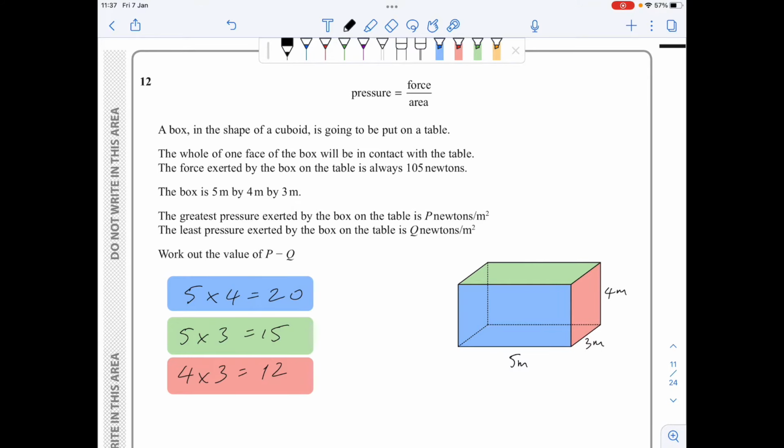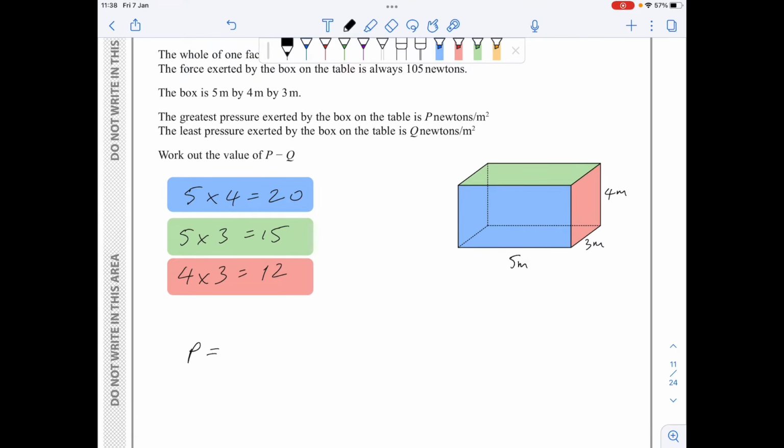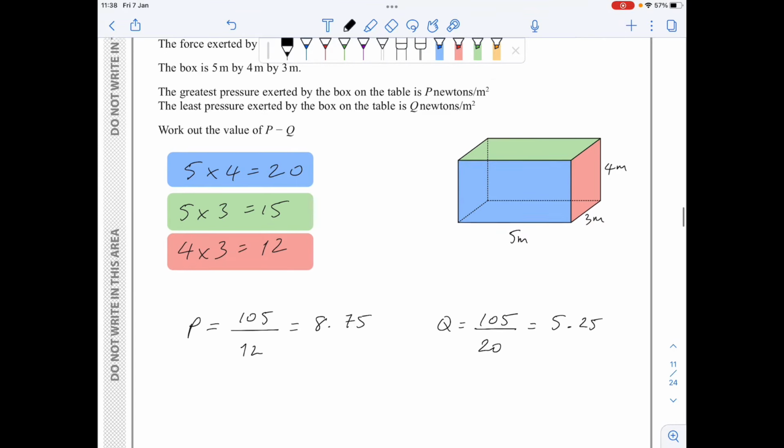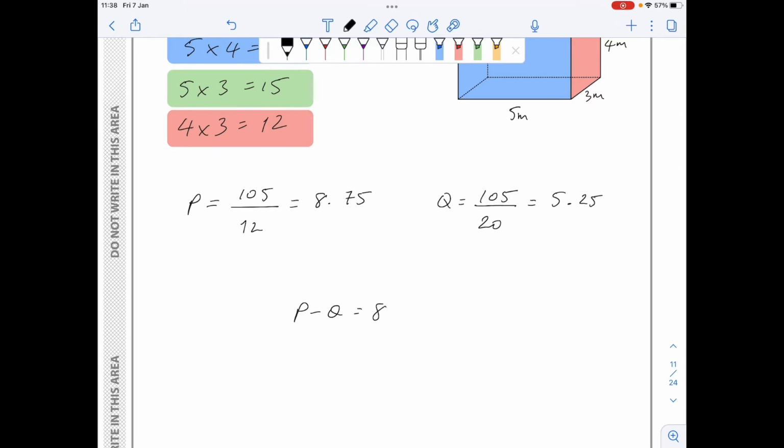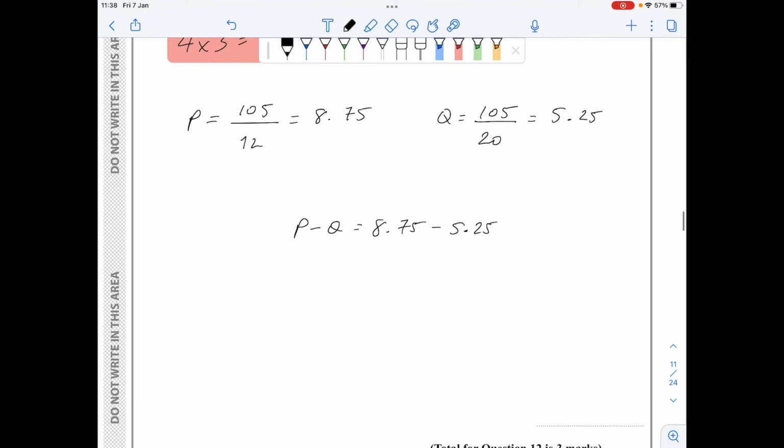Now the pressure is equal to the force, which is constant, divided by the area, which means one of those 3 numbers. And if I want P to be as big as possible, I'm going to divide 105 by the smallest of those 3 numbers, which is 12. So this comes out to be 8.75. And Q is the smallest possible pressure. So it's 105 divided by the biggest of these numbers, which is 20, and this will give me 5.25. So if I subtract P minus Q, that's 8.75 minus 5.25, and the answer comes out to be 3.5.